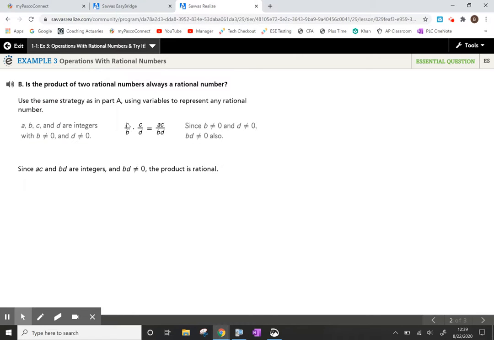Again, they show the generic one where you have A over B, A being any number, B being any number. Same thing with C and D. When you multiply them together, you get these two fractions, so you just make another fraction. So a rational number times a rational number just makes another rational number. That's all it's trying to say there. So again, keep that in mind.